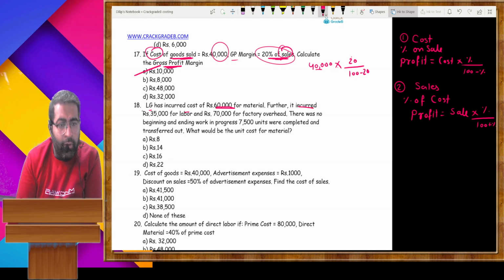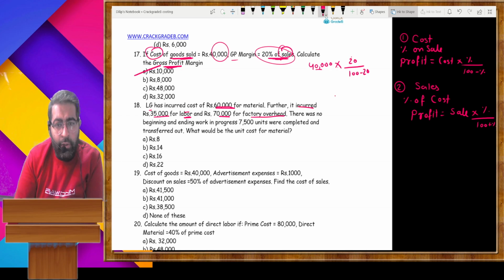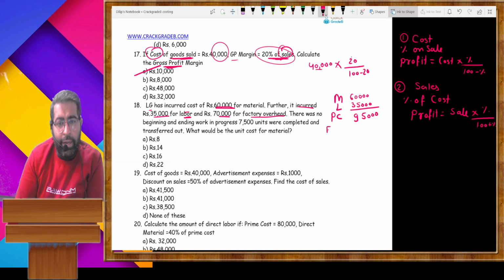LG has incurred material cost 60,000. It incurred 35,000 for labor and 70,000 for factory overhead. Calculate it. Material 60,000, labor 35,000. So it is regarded as prime cost because direct expenses are not given. 95,000. Add factory overhead, 70,000 is given. Total 1,65,000.